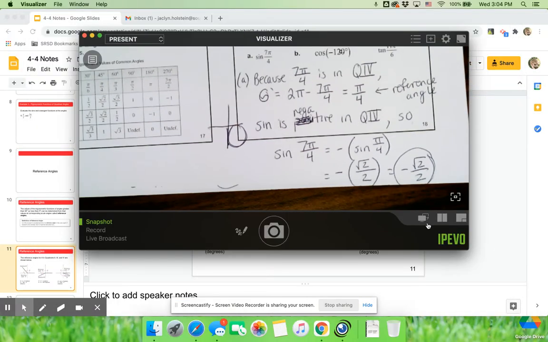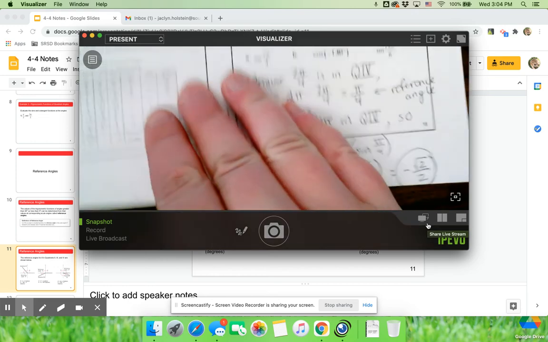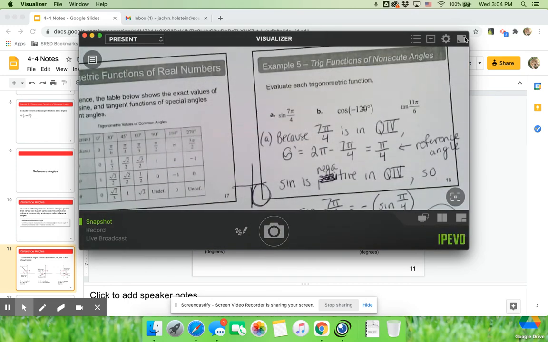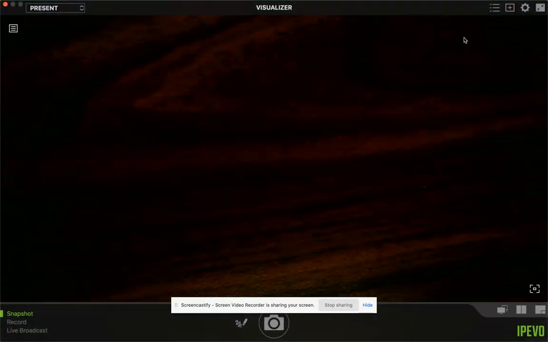Okay, but that is it for this section. Actually, I'm going to do one more example. Sorry, kind of got away from myself. I want to do one more. It's example 6 in your notes.